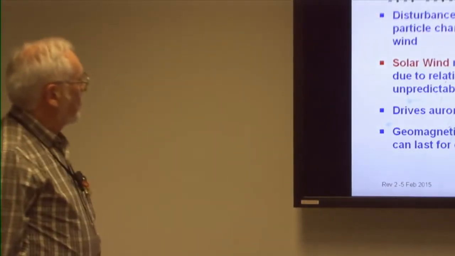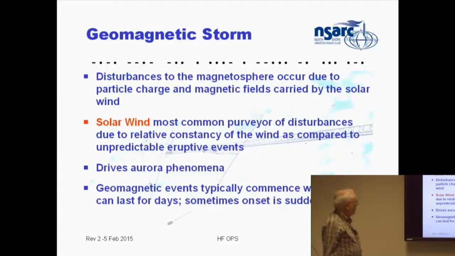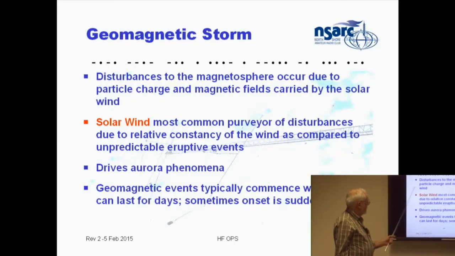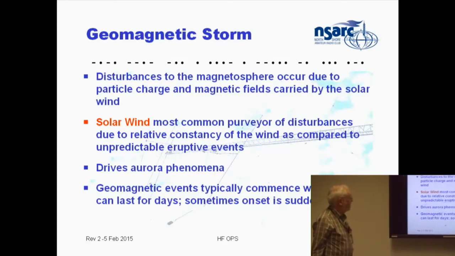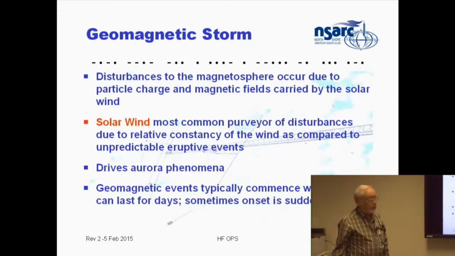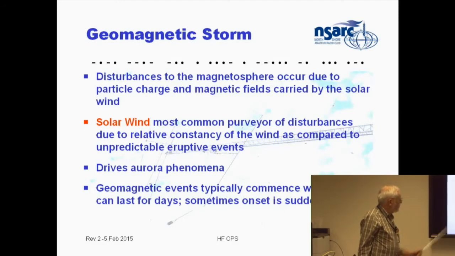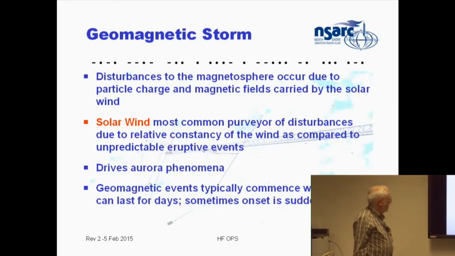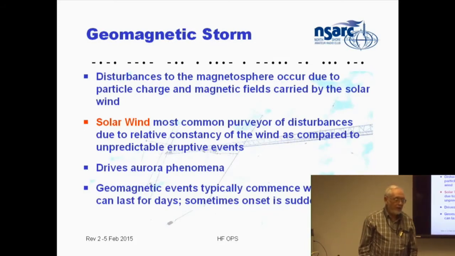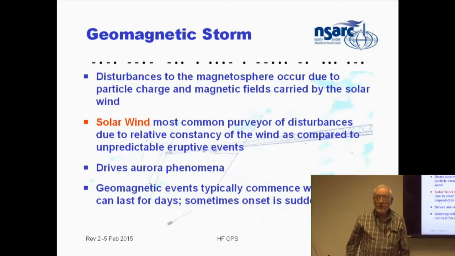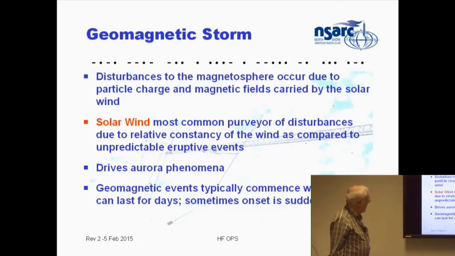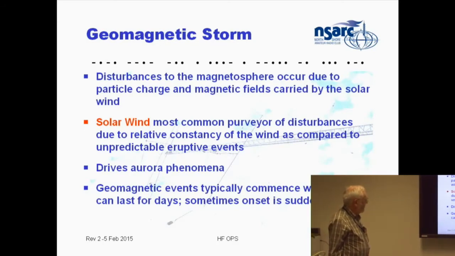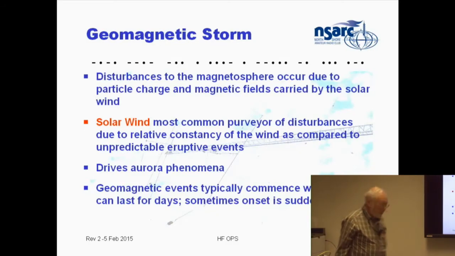So, the geomagnetic storm. Disturbances to the magnetosphere because of particle charges being captured by the magnetic fields that are carried by the solar wind. Solar wind is the most common purveyor of disturbances, because the solar wind is relatively constant, but it can vary significantly when there's activity on the sun. And this is what drives the aurora phenomena. These geomagnetic events are called that because they affect the Earth's magnetic field.